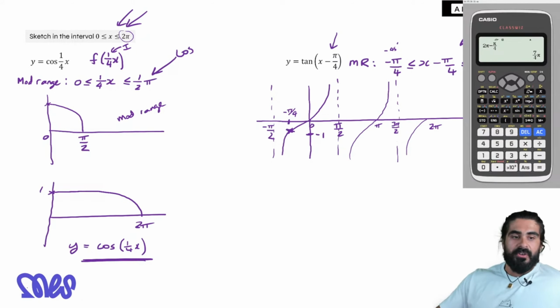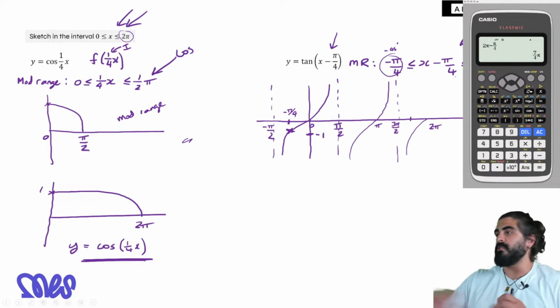I've sketched the tan graph. Is it working? There you go. Yeah. So I've identified the tan graph at minus pi over 4. Now I need to identify the part of the graph which is at 7 pi over 4. Now 7 pi over 4 is right in the middle between 3 pi over 2 and 2 pi.